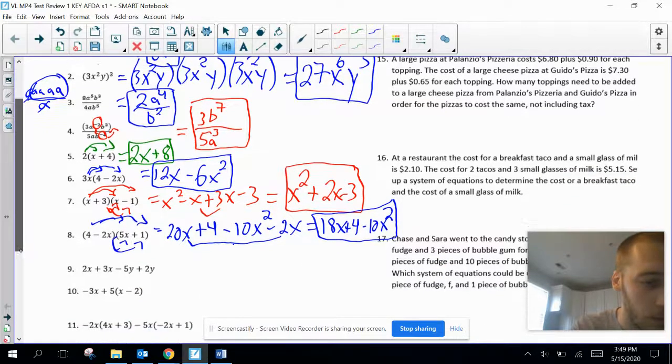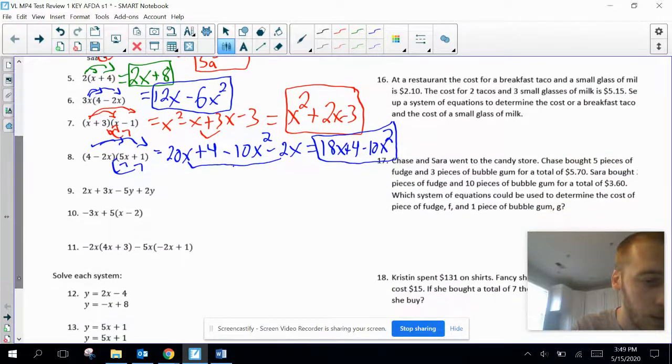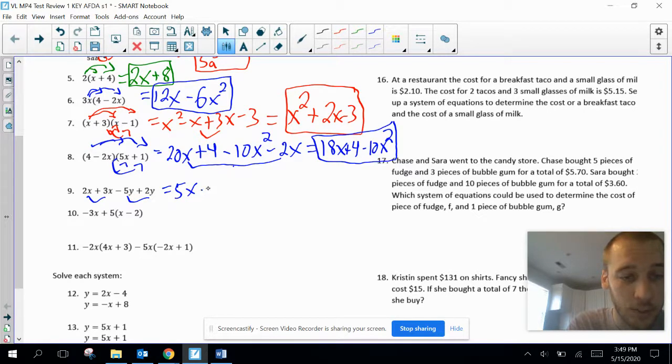All right, moving right along. Number 9, we're looking to combine like terms. So we've got some x's that go together, some y's that go together. We're just going to combine them. So 2x plus 3x. There are 5 total x's. And negative 5y plus 2y. Negative 5 plus 2 is negative 3. And that's going to be negative 3y, final answer.